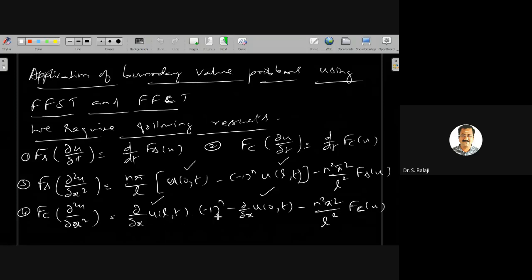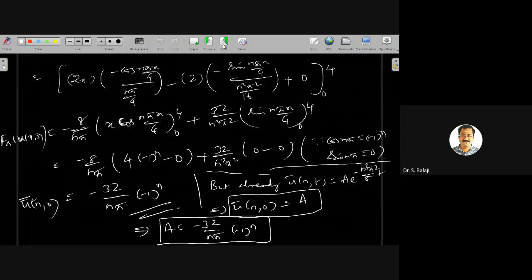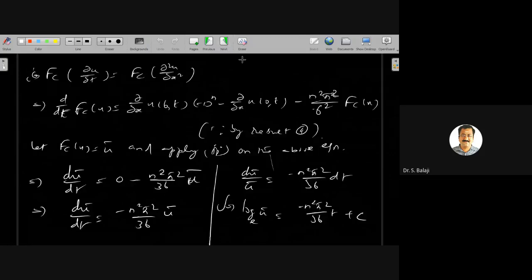∂u/∂x of u(6, t) into (-1)^n minus ∂u/∂x of u(0, t) minus n²π²/L² FC of u. L² is 6². Okay, you can apply this one: d/dt FC of u equals ∂u/∂x of u(6, t) into (-1)^n, minus ∂u/∂x of u(0, t), minus n²π²/6² FC of u.